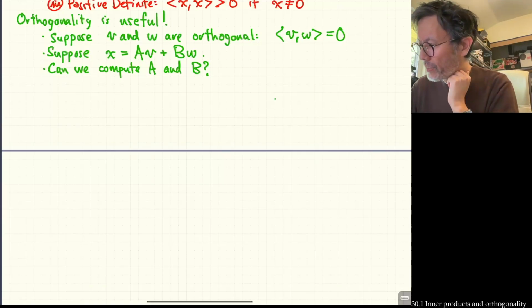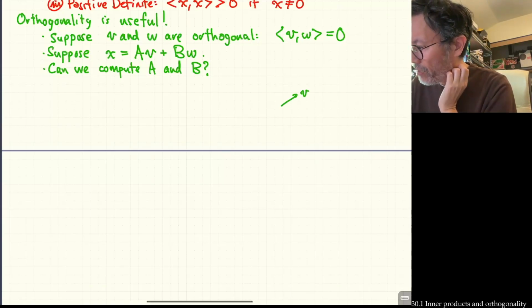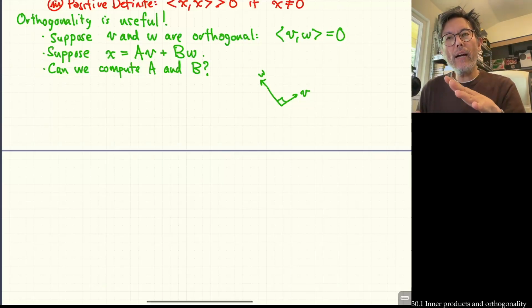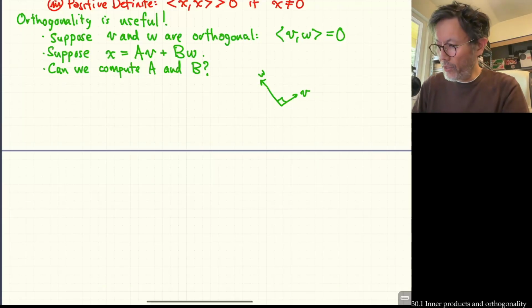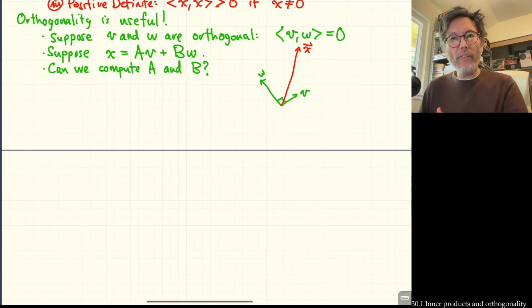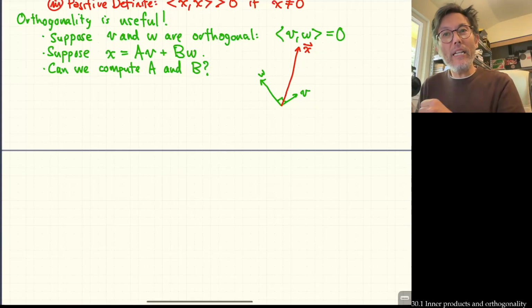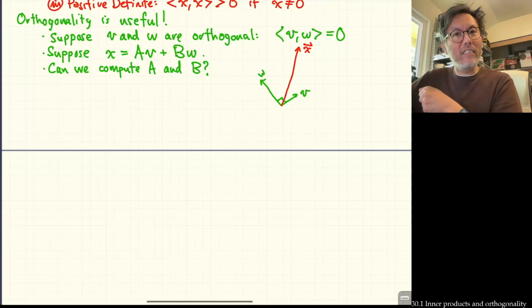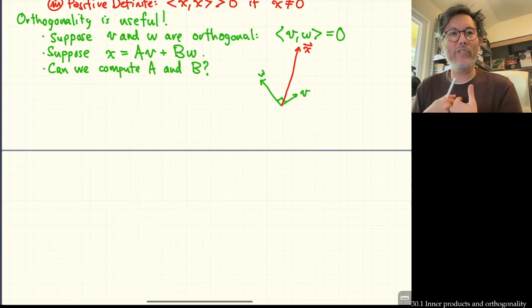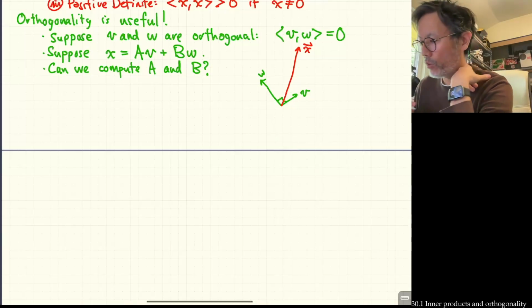We have these two vectors, v and w. They are orthogonal to one another. We kind of picture them as making a right angle, and then we have this other vector, which we're going to think of as being x. Maybe x is like this. How much v do we need to make x, and how much w do we need to make x? That's the question. That's what a and b sort of represent.